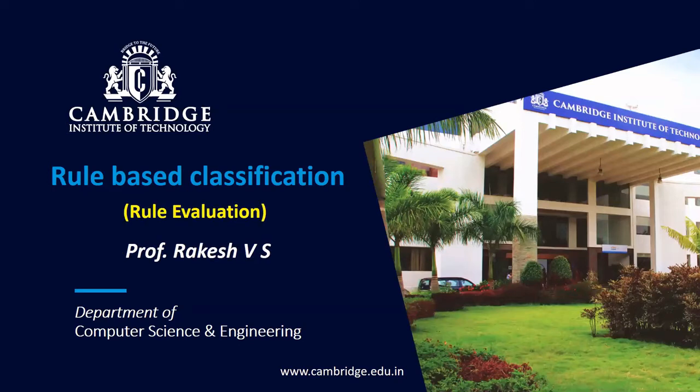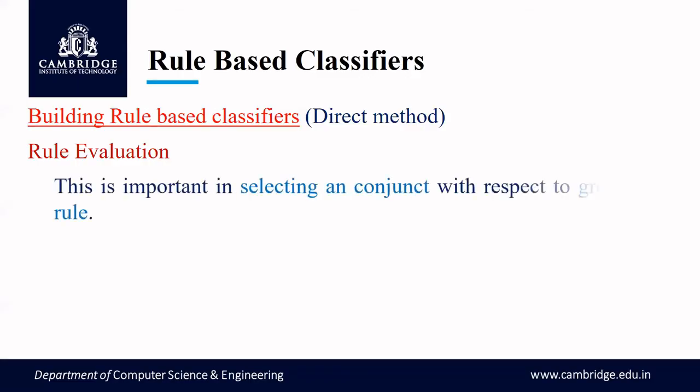See rule evaluation. So what is this rule evaluation? What are the different measures that we have with respect to the rule evaluation? An evaluation metric is needed to determine which conjuncts to be added or removed during the rule growing process.